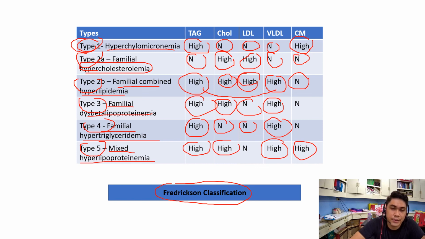Since VLDL will not be catabolized, there's a tendency to form beta VLDL. That's why there's an increase in cholesterol. Okay, so that's all regarding lipids.